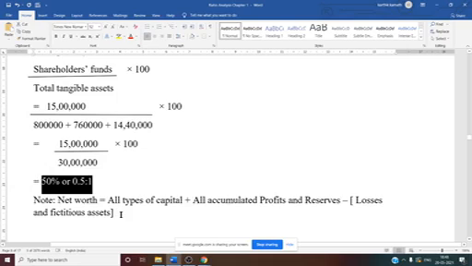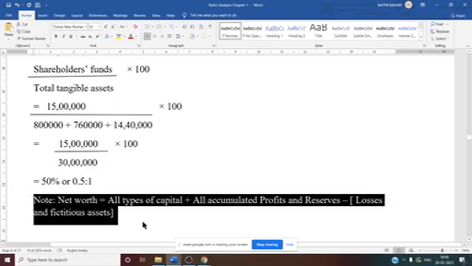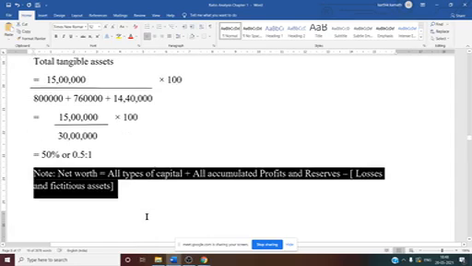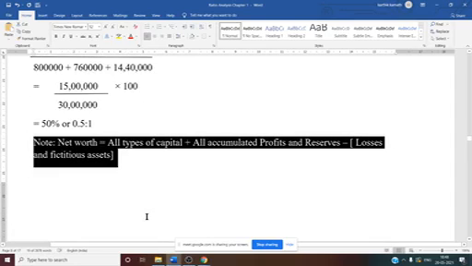So you can give a note here. Net worth is equal to all types of capital. It includes equity share capital as well as preference share capital and accumulated profit and reserves. That is nothing but general reserve and profit and loss account, minus any losses given in the question, minus fictitious assets. That is net worth. So this is how you are going to solve this problem.